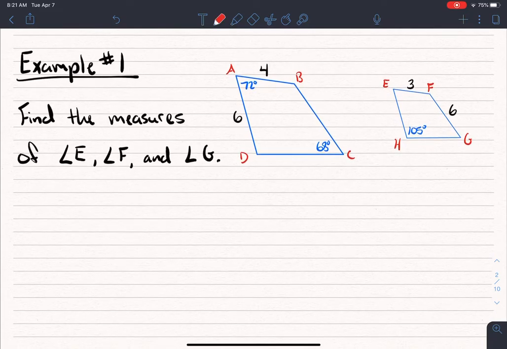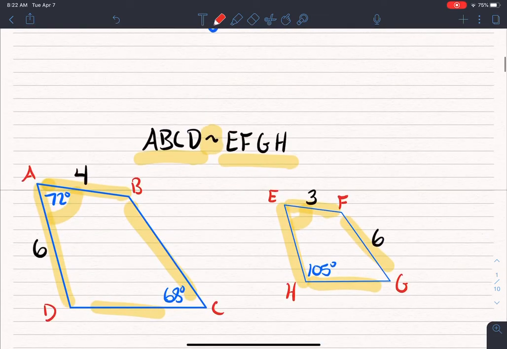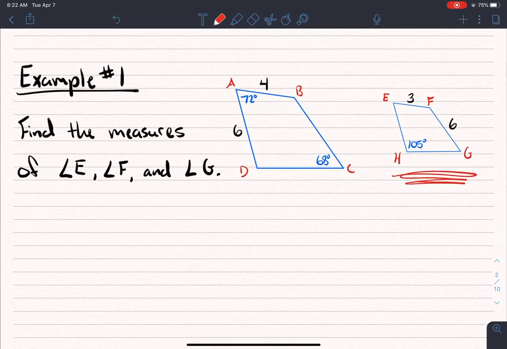Example number one says find the measures of angle E, F, and G. Well, E, F, and G are all on this smaller quadrilateral, and our job is to find the measure of each. This is really simple because I'm basing this all off the fact that these two figures are similar. Similar figures have congruent corresponding angles. So angle E corresponds to angle A.